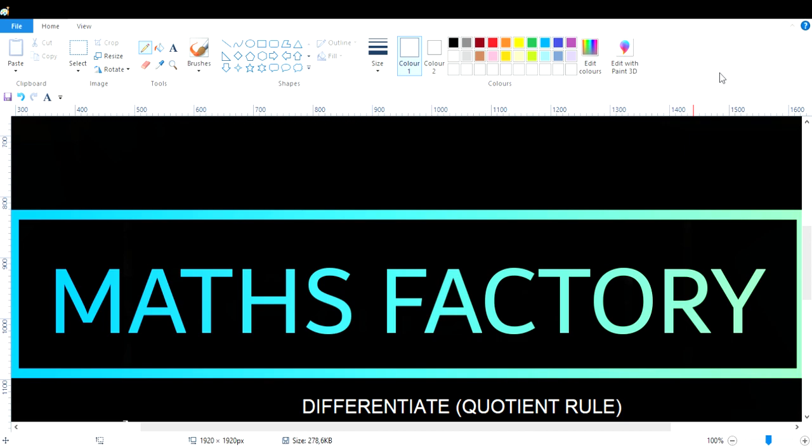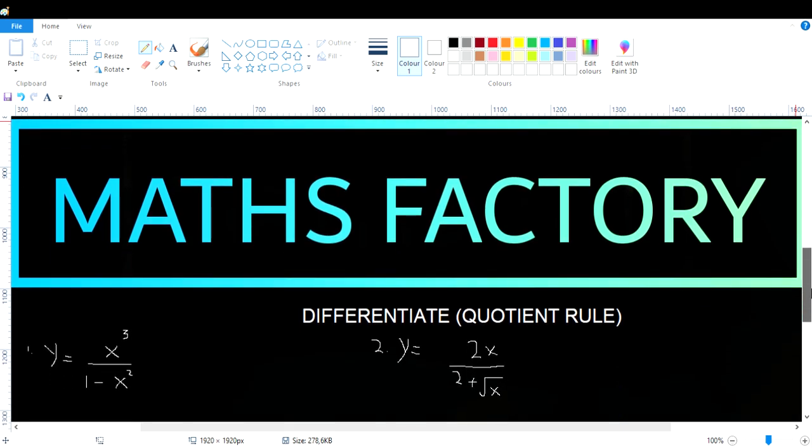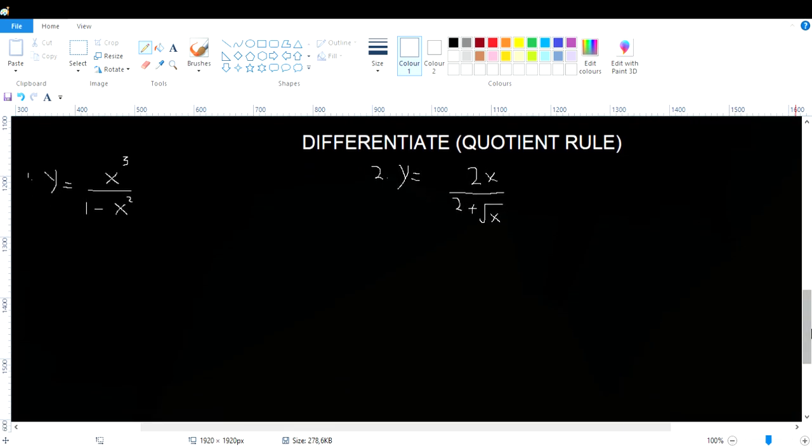In this video, I will be showing you how to differentiate. I'm going to apply the quotient rule. So here on screen we have two functions or two equations. I'm going to derive these two functions applying the quotient rule. Okay, let's start with this one.